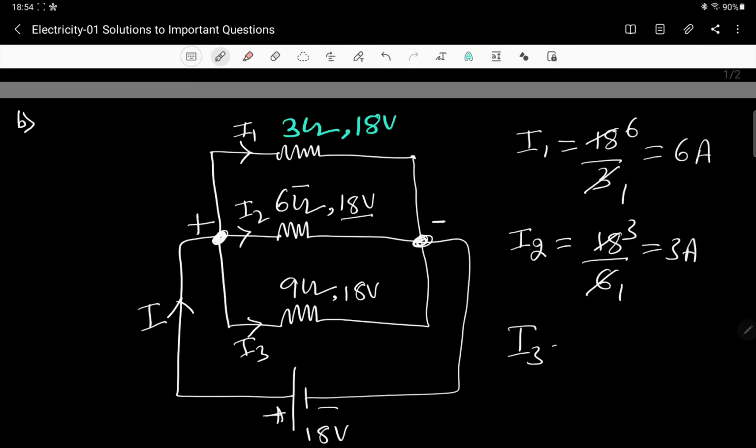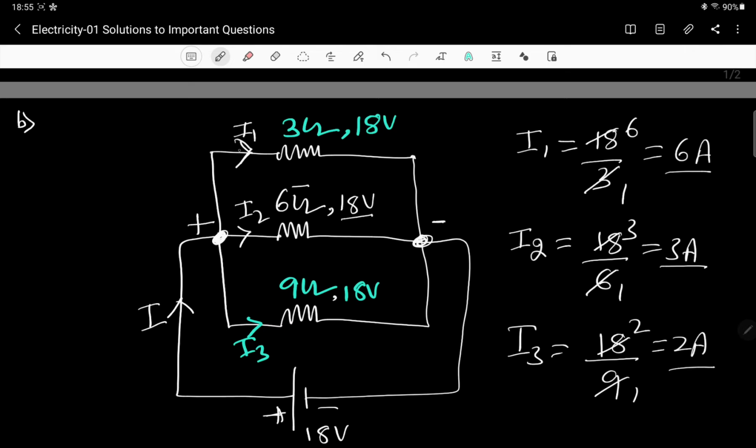And similarly I3, and here I have these values now for I3. So this is V and this is R. So that is going to be 18 divided by 9, that is going to be 9 ones are 9, 9 twos are 18. So that is going to be 2 ampere. 6 ampere, 3 ampere, 2 ampere.